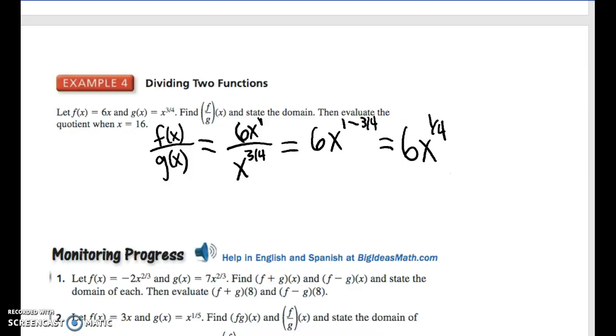And the only thing that we have here is that x cannot be negative because we have the 4th root, but it's in the denominator, so it also cannot equal 0. So we're going to say for our domain that x must be greater than 0.